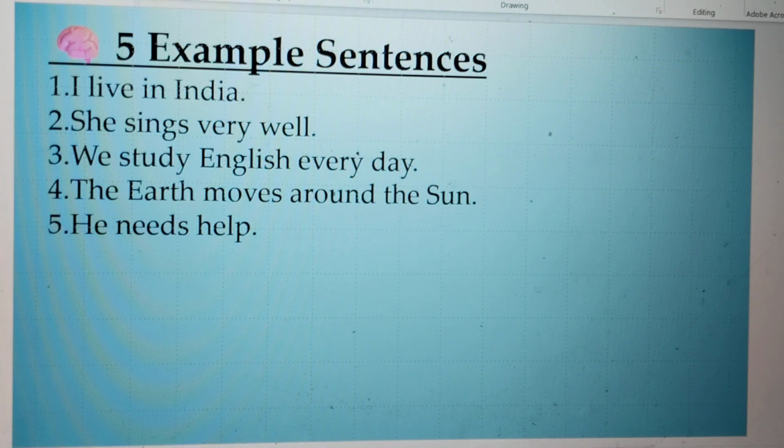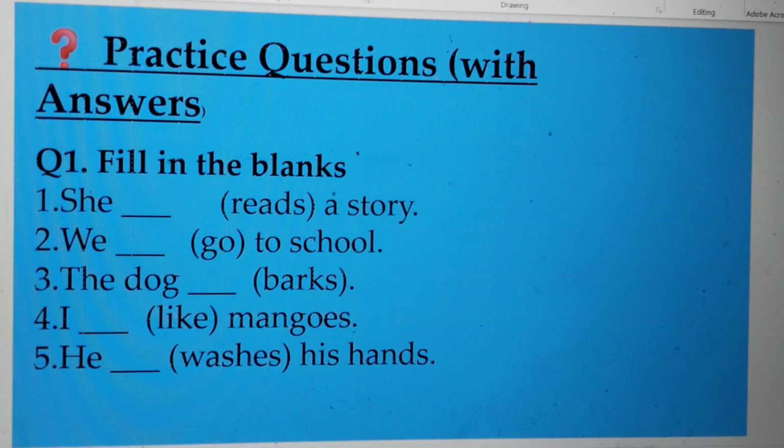Let's see. I have already made the changes to it. So the first sentence is: she reads a story. Correct. She is the subject, so we will add s to the verb. We go to school. Yes, right. "We go to school" is the one. "The dog barks" is the right one. I like mangoes. Yes, we don't say "I likes." We say "I like mangoes."